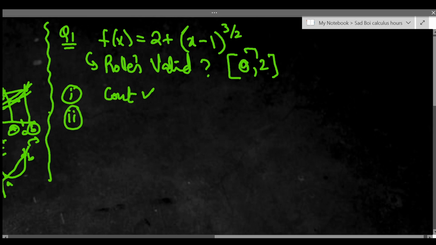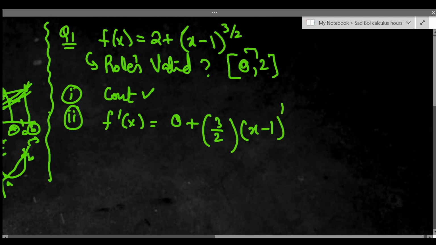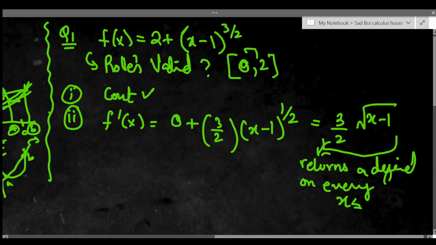Now, is this function differentiable? Well, let's try and differentiate it. 0 plus 3 by 2 times (x minus 1) to the power 1 by 2. So basically what you have is that this function returns a defined value on every x that lies between the domain. So yes, this function is differentiable.